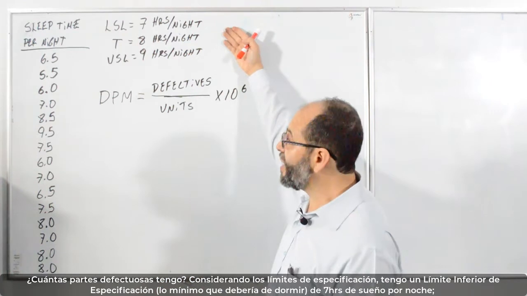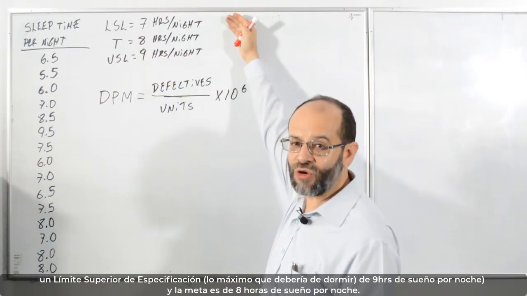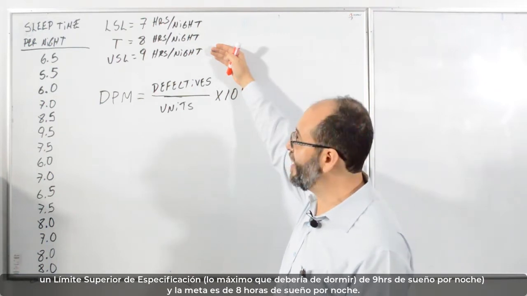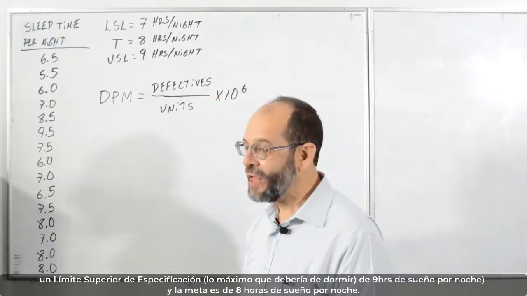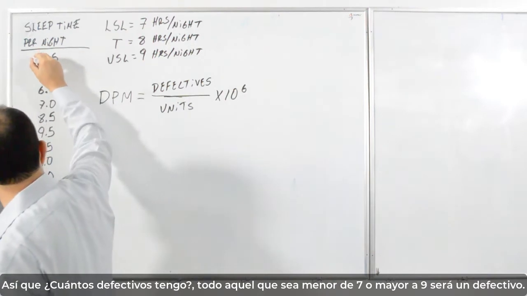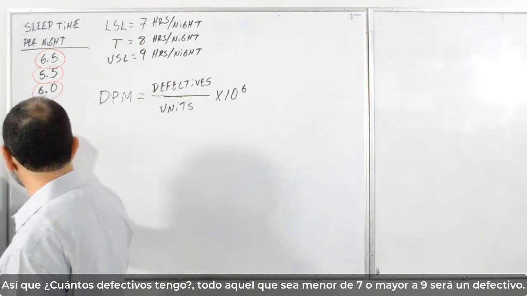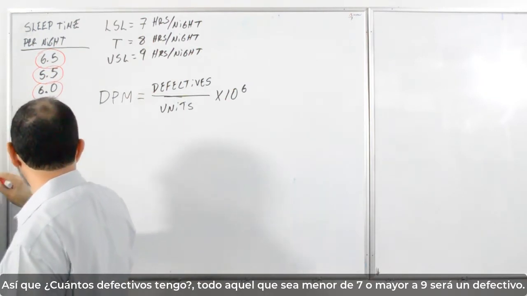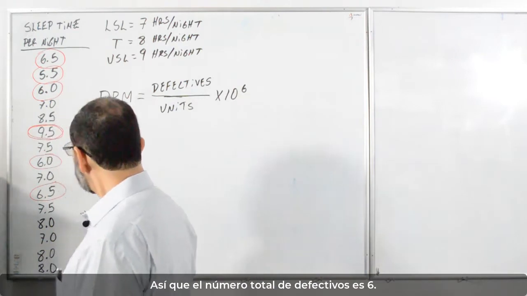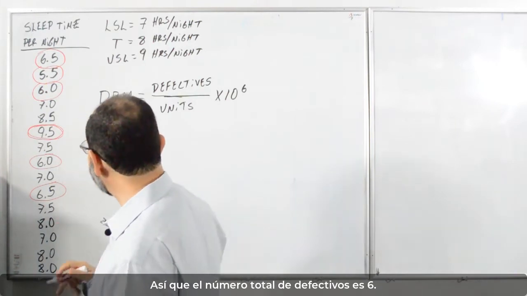Well, these are the specification limits. The lower specification limit, the minimum I should sleep, is 7 hours of sleep per night. The upper specification limit, the maximum I should sleep, is 9 hours per night. And the target is 8 hours per night. So how many defectives do I have? How many defects do I have? Of course, this is smaller than 7, smaller than 7, smaller than 7. This is bigger than 9, and this is smaller than 7, smaller than 7. So total number of defectives or defects: 1, 2, 3, 4, 5, 6.